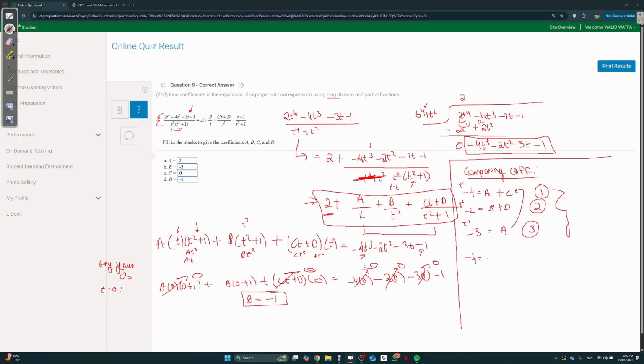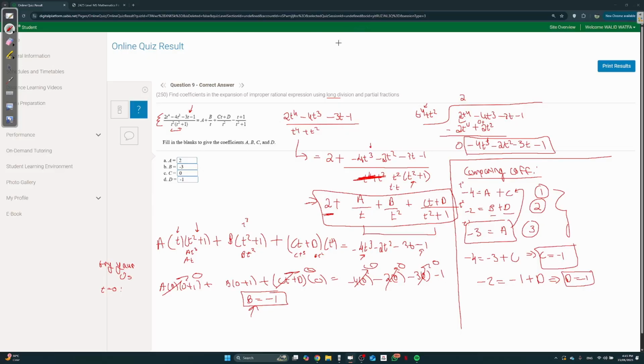So minus 4 is equal to minus 3 plus c, because a is minus 3, right? We said minus 3 is equal to a. So that means c is equal to negative 1. So I know minus 3 is equal to a. I know c is equal to negative 1. Over here we're stuck. We don't know b or d, but we know that we found b over here. So minus 2 is equal to negative 1 plus d. So d is also equal to negative 1. So we found a, c, d, and we already found b.